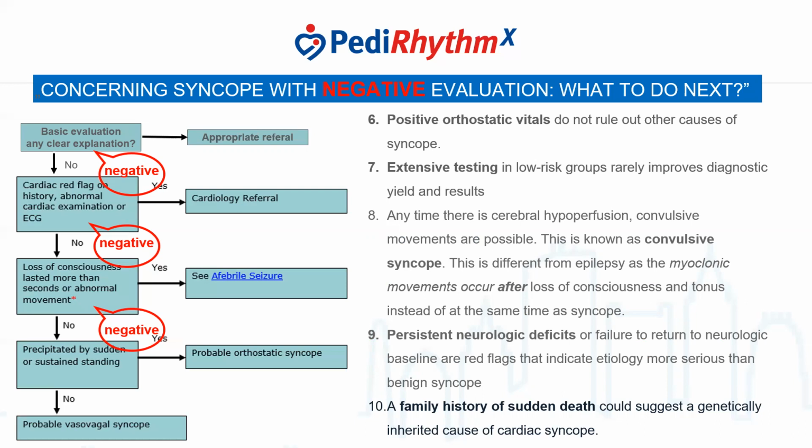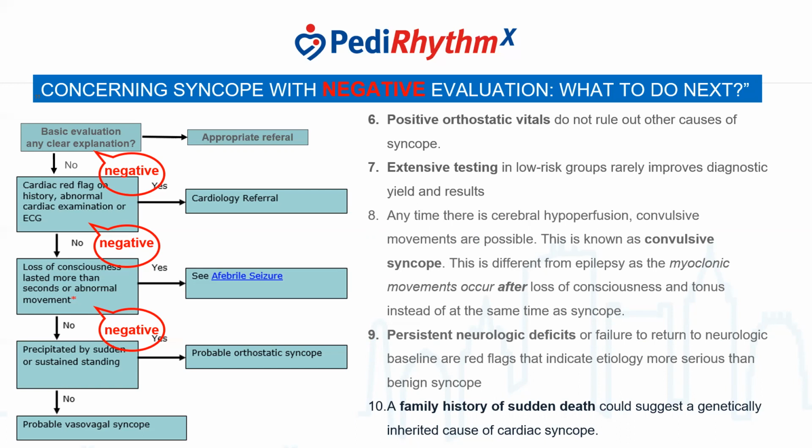Anytime there is cerebral hypoperfusion, convulsive movements are possible. This is known as convulsive syncope. This is different from epilepsy, as the myoclonic movements occur after loss of consciousness and tonus, instead of at the same time as syncope. Persistent neurologic deficits or failure to return to neurologic baseline are red flags that indicate an etiology more serious than benign syncope.